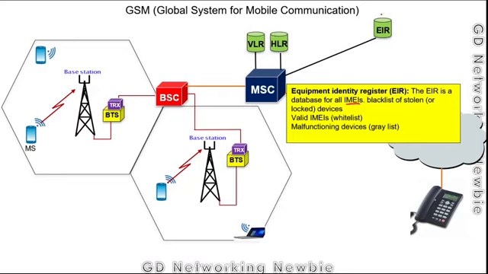its IMEI, somewhere in their database. In that database there will be certain numbers that will be, let's say, blacklisted. They will not be offered any services. Or there will be the information about all those IMEIs that belong to valid users, so that will be in the white list. And maybe there will be some devices which are malfunctioning, so those devices may be put in the gray list. So that is the information about mobile equipment. That's the equipment identity register.